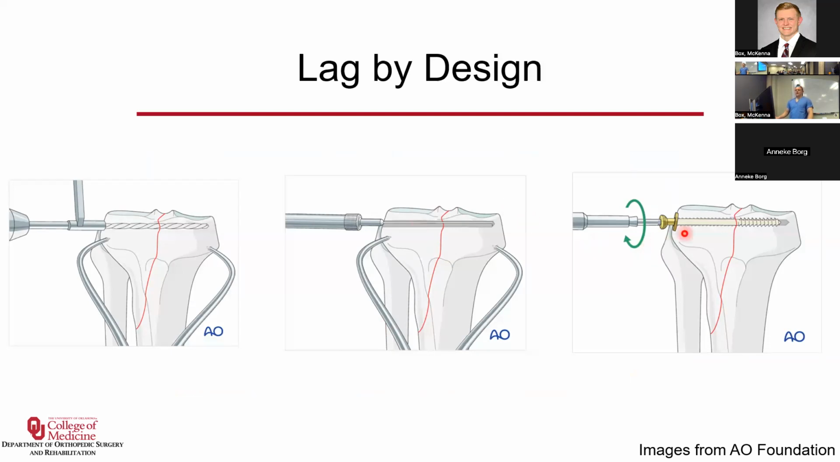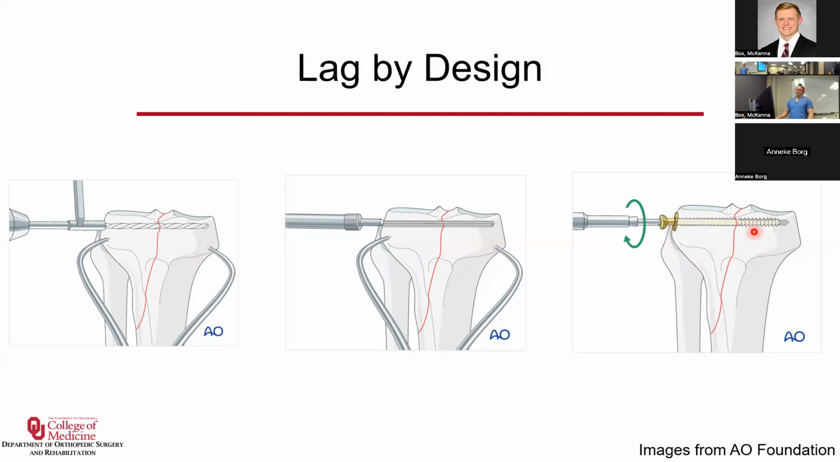And this is lag by design. For lag by design, use a partially threaded screw, so one portion has no threads and the other portion is threaded. With this, you only have to drill once and place it, but it has some downsides. One, every fracture is going to be different. The fracture could be here, here, here, all these different places, and they can't make 100 different screws with one thread difference. So it does limit when you can use this.